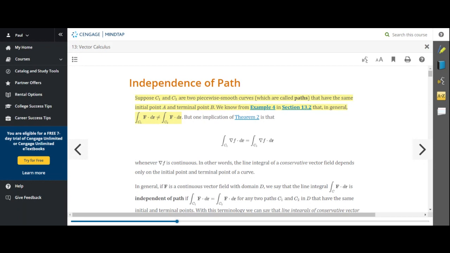Christopher's saying that's the rule for gravitational potential energy. You mean what's highlighted here? All right, that's exactly right, Christopher. That's exactly right.